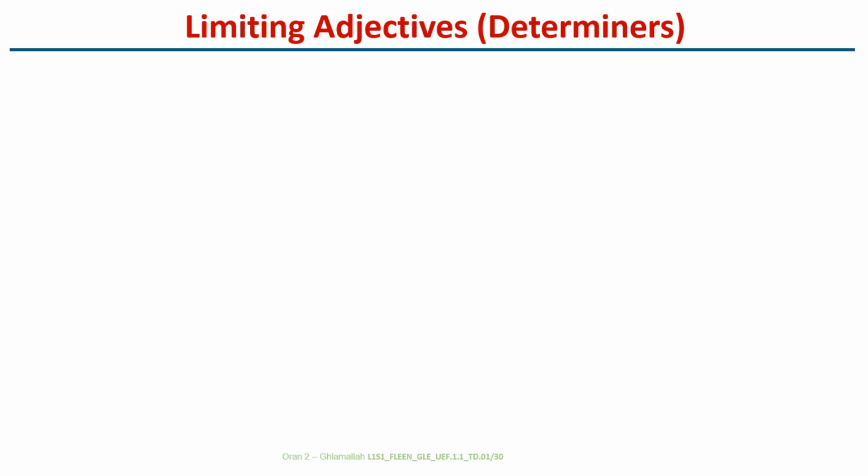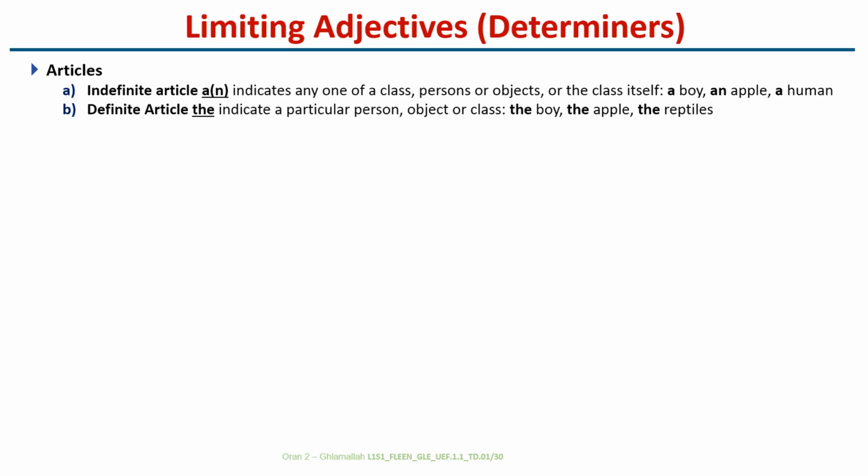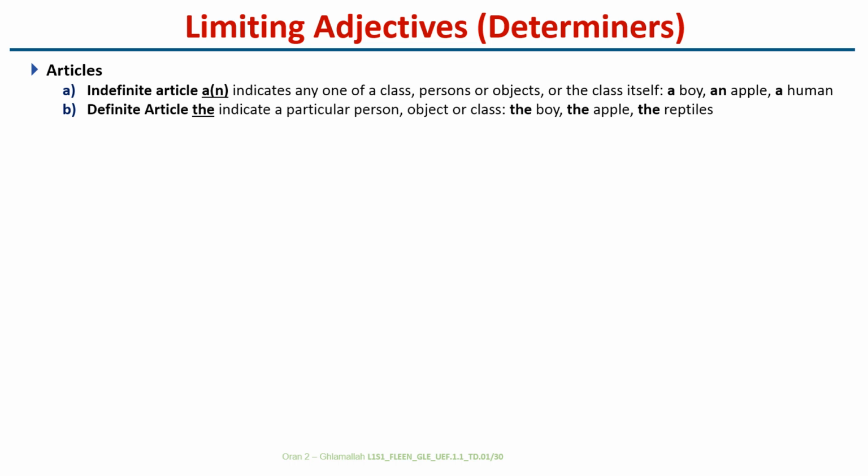Determiners can be grouped into several categories. First, we have articles. We have the definite article and the indefinite article. The indefinite article a or an indicates any one of a class, persons or objects, or the class itself. For example, a boy, an apple, a human. The definite article, the, indicates a particular person, object, or class. The boy, the apple, the reptiles.